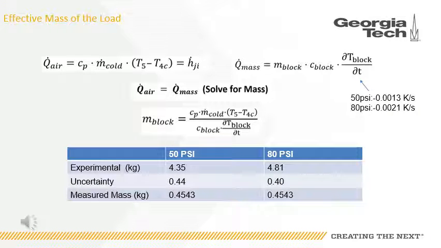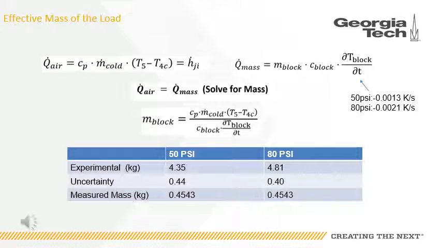Our calculation for the effective mass of the load was the next step to determine how well our model fit the system. For this calculation, we relied on the equations for the heat transfer rate to air and that for the energy change rate of the mass in the transient region of our datasets. Both of these are shown in this slide. The partial derivative of the block's temperature with respect to time was found using the slope from the York regression that was shown in the previous slide.